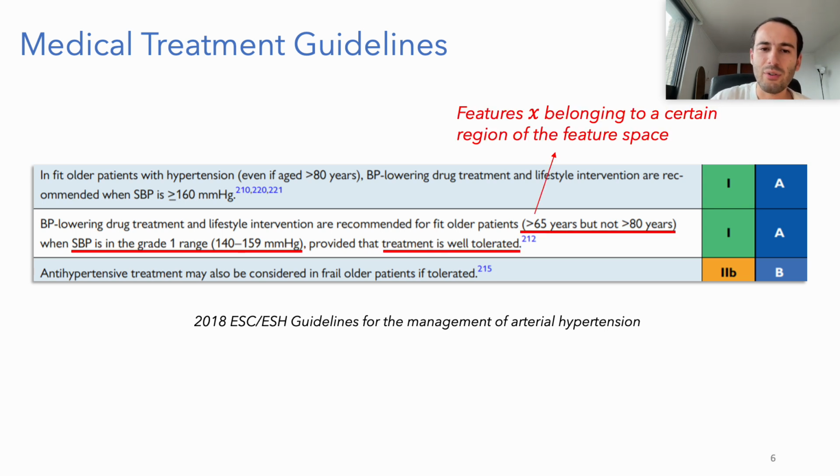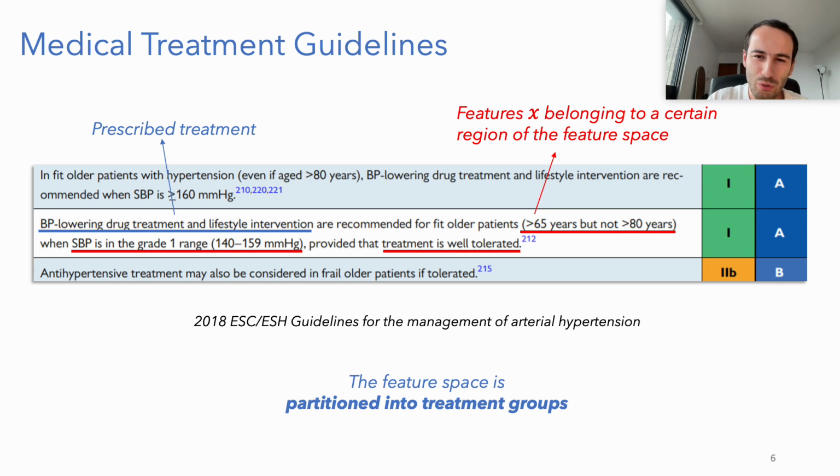For every one of these guidelines, first some condition on the patient's features is stated. Think of this as a decision tree shape, where there's a condition on the age, it's between A and B, and then the blood pressure is within some range, and then there's some condition on the medical history. And this part of the feature space that is defined by these conditions is mapped to a specific treatment. So there's some notion of treatment groups, where the feature space is partitioned into treatment groups.